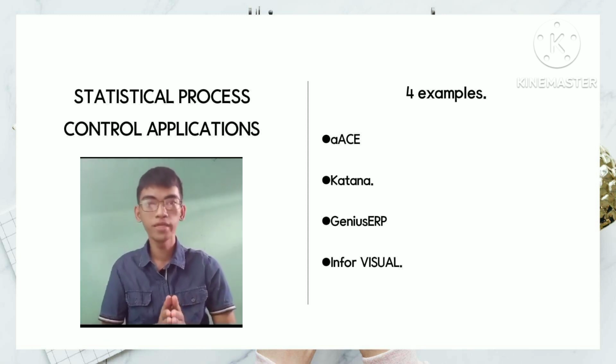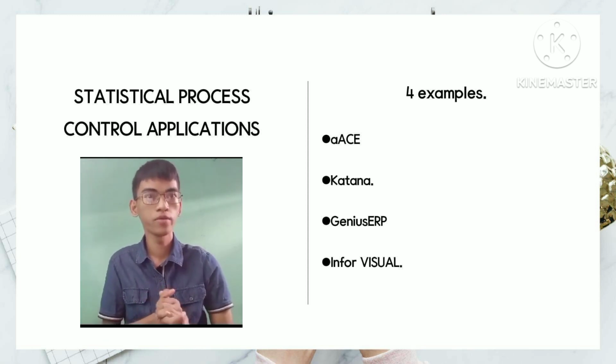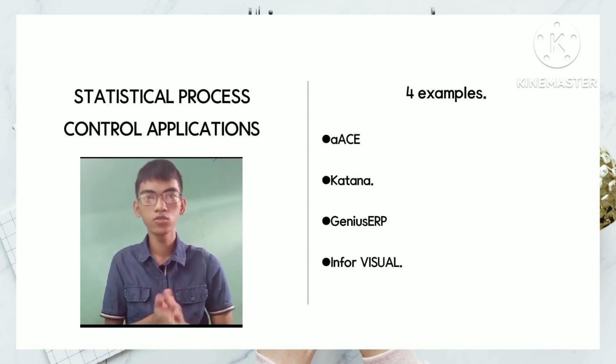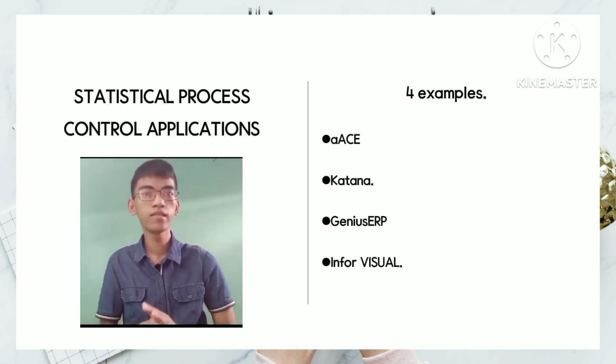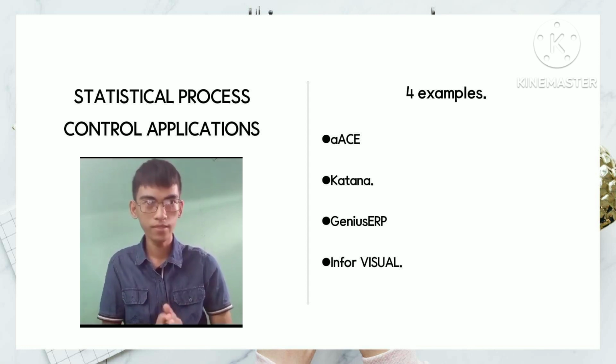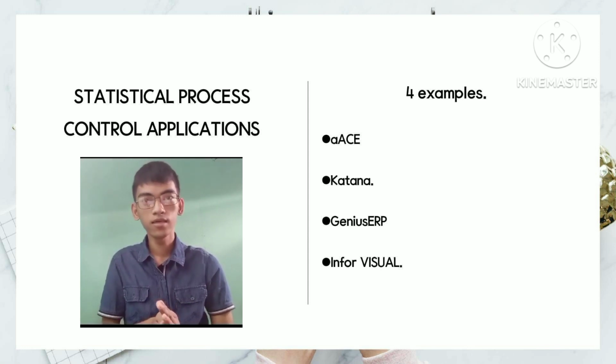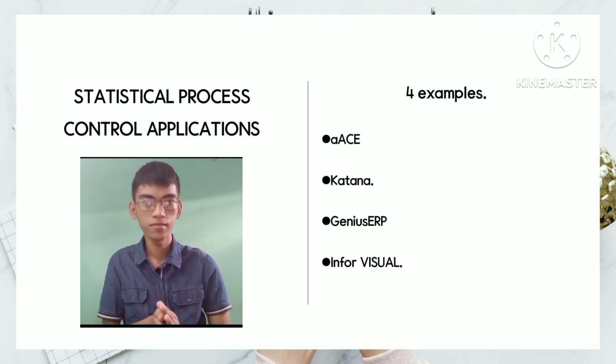Lastly is InfoVisual. InfoVisual provides applications for managing MRP, MES, supply chains, reporting, and customer management. It works best for manufacturing in the automotive, aerospace, electronics, industrial equipment, and medical device industries.